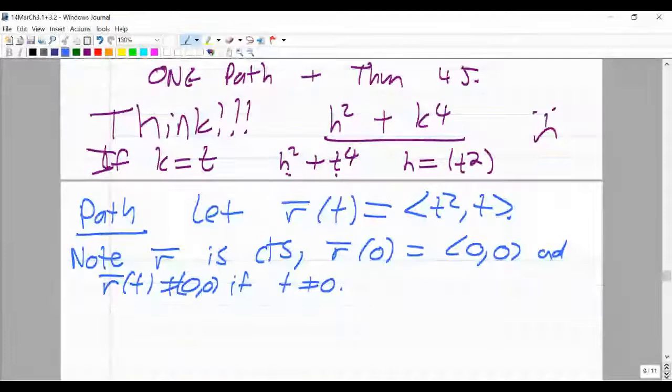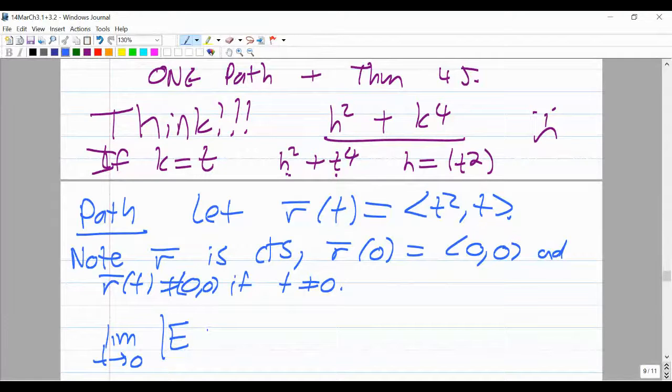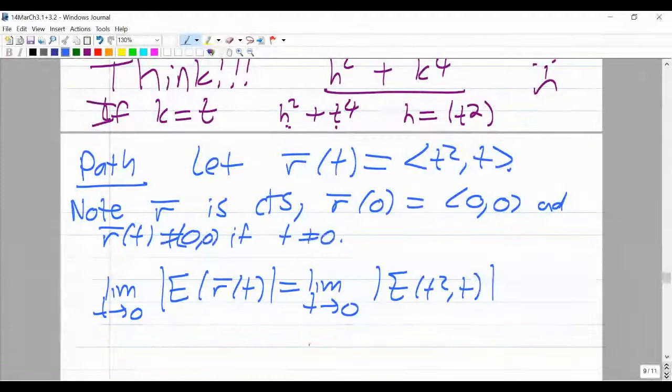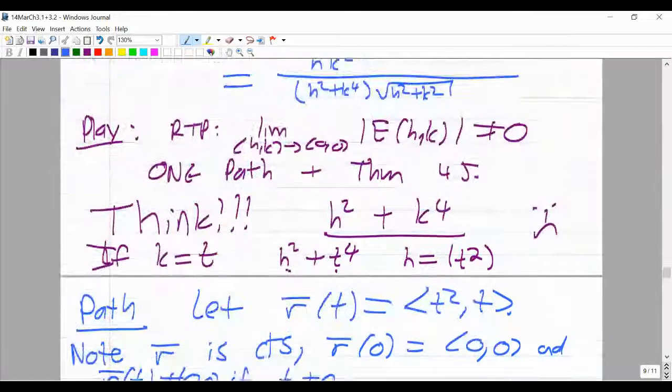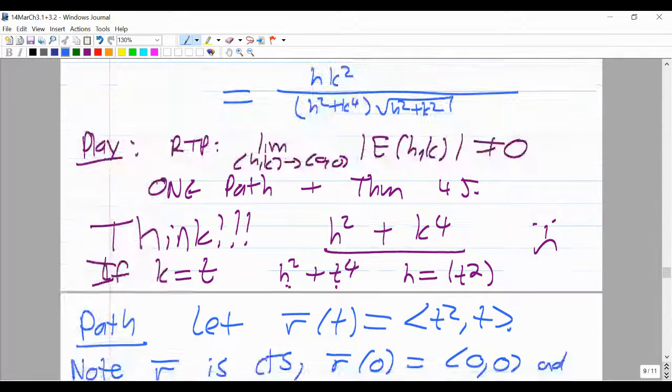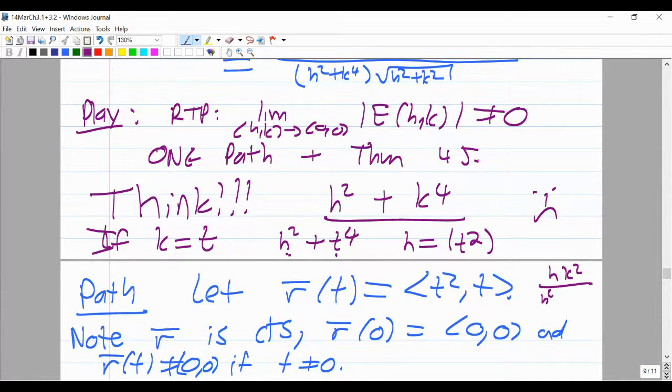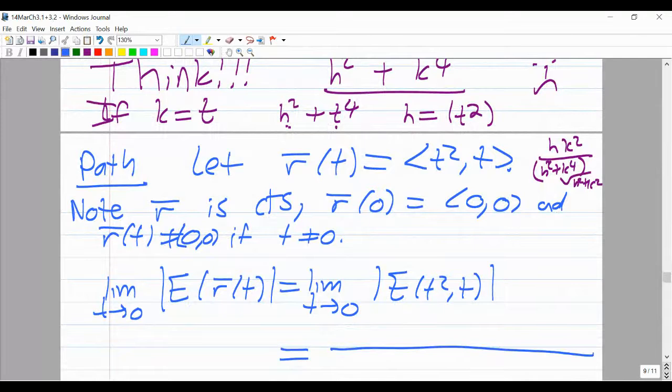So let's now get our hands dirty and do the limit as t goes to zero of the absolute value of e of r of t. So this becomes the limit as t goes to zero of the absolute value of e of t squared, t. So plugging it in, remember our crocodile is defined as follows. Let me repeat the crocodile. It's this guy over here: hk squared over h squared plus k to the 4, times the root of h squared plus k squared. So this is the h value and this is the k value. So we have h times k squared.